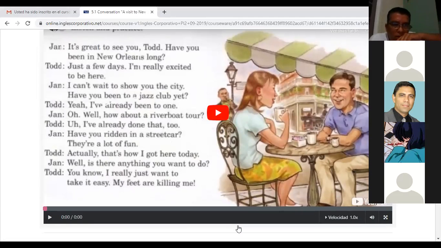Jen says, it's great to see you, Todd. Have you been in New Orleans long? And Todd said, just a few days. I'm really excited to be here. I can't wait to show you the city. Have you been to a jazz club yet? Yeah, I've already been to one. Oh, well, how about a riverboat tour? Ooh, I've already done that too. Have you ridden in a streetcar? They are a lot of fun. Actually, that's how I got here today. Well, is there anything you want to do? You know, I really just want to take it easy. My feet are killing me.